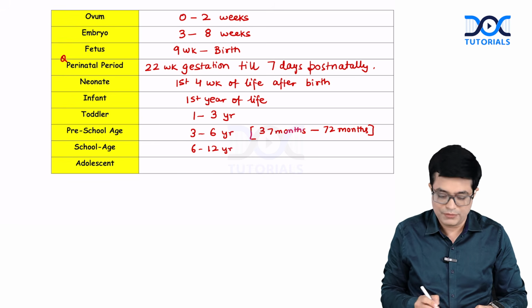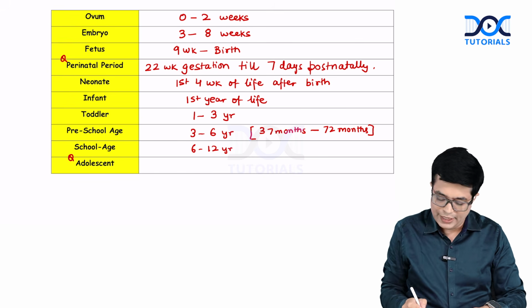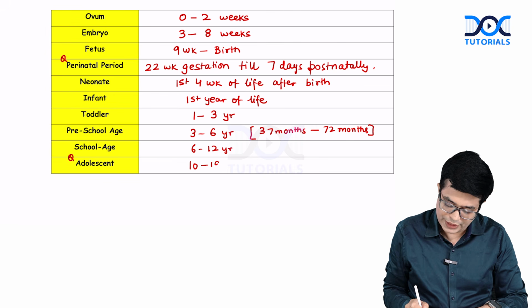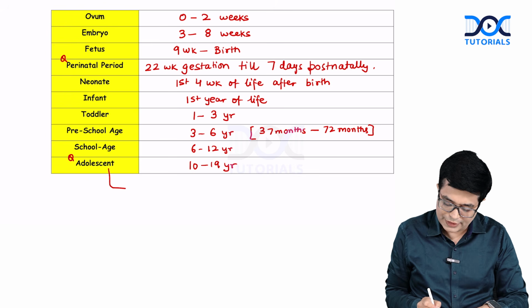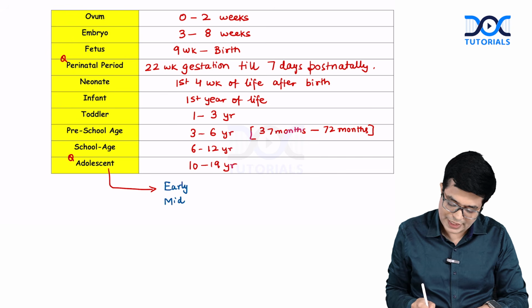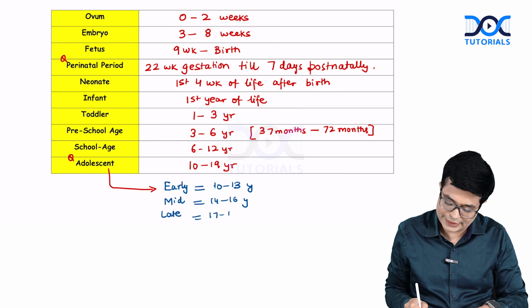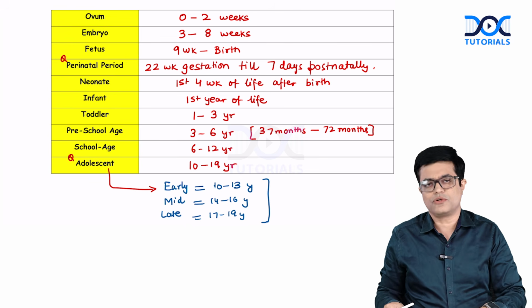And then we have the adolescent period. As I told you, it is an old NEET PG question, so I am putting a Q on top of it. Adolescent period is between 10 to 19 years. It can be subdivided into 3 parts: early, mid, and late adolescent period. Early is between 10 to 13 years, mid is 14 to 16 years, and late adolescent period is 17 to 19 years. This breakdown of the adolescent period can also be asked in the exam.